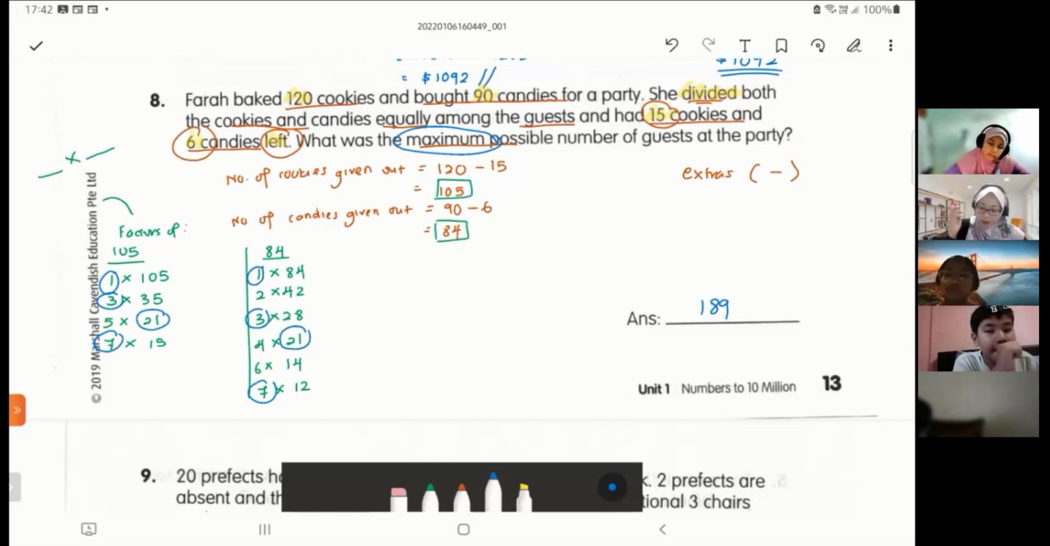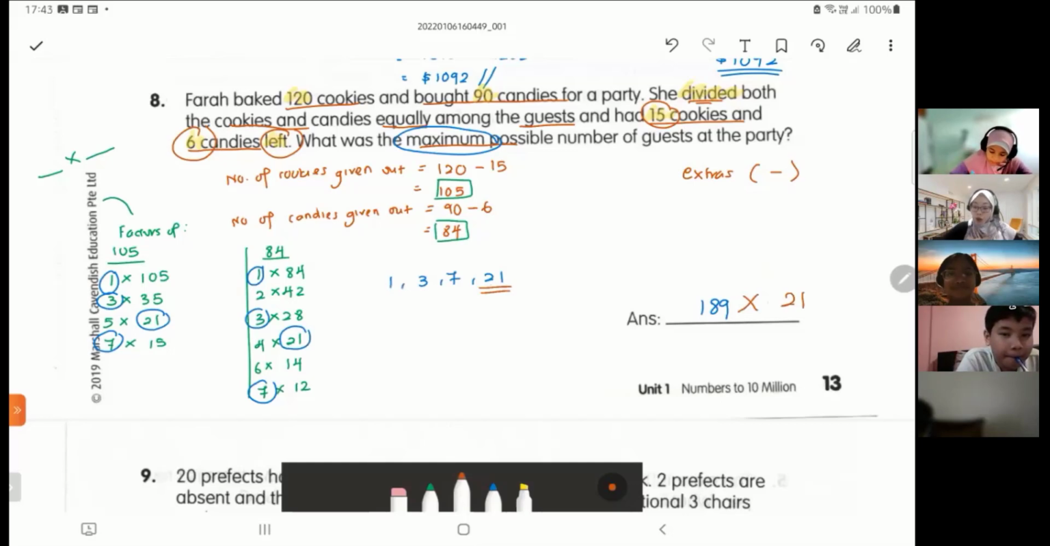Impossible, right? Now, the possible numbers here are 1, 3, 7, and 21. Which is the maximum or the biggest number among these 4 numbers? 21. That's my biggest number. So my answer is 21. Understand? You have to choose between all these factors, which is the biggest one, because they want the maximum possible guests. So it is 21.